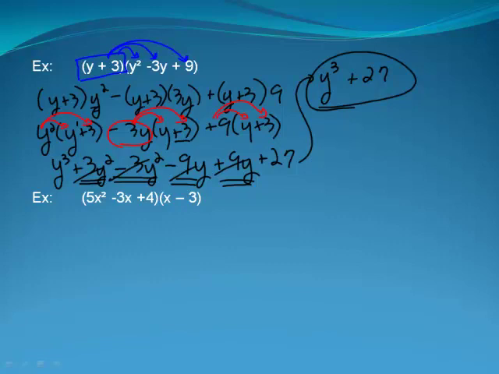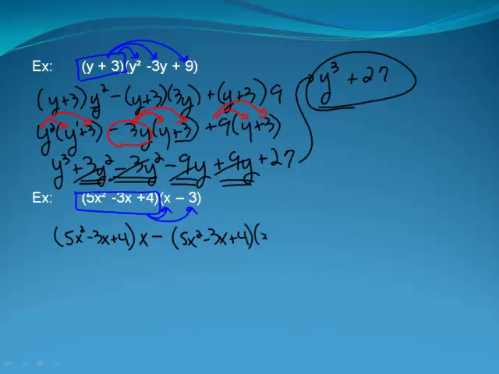All right, let's do our next polynomial times polynomial. Again, using the distributive property method, we're going to take that whole trinomial group and multiply it to the individual terms of the group that follow it. So we've got, parentheses are important, the group 5x squared minus 3x plus 4, that whole group times x, minus the whole group 5x squared minus 3x plus 4 times 3.